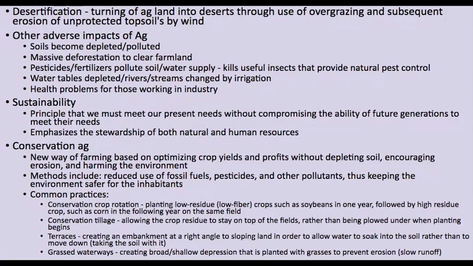There are other bad impacts that come from agriculture. Again, soils can become depleted, polluted. Of course, to make farmland, there's been massive deforestation, cutting down of trees. When pesticides and fertilizers get into the soil and into the water, it can kill all kinds of other things that are important as far as an ecosystem goes. Water tables get depleted because of irrigation taking too much without it being replenished. There are health problems for those working in the industry of agriculture, from being in close contact with a lot of this stuff for extended periods of time.